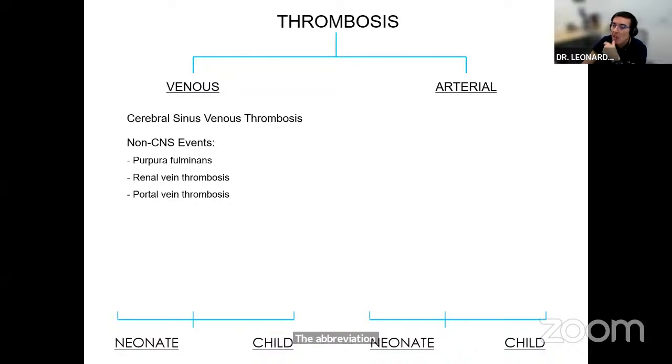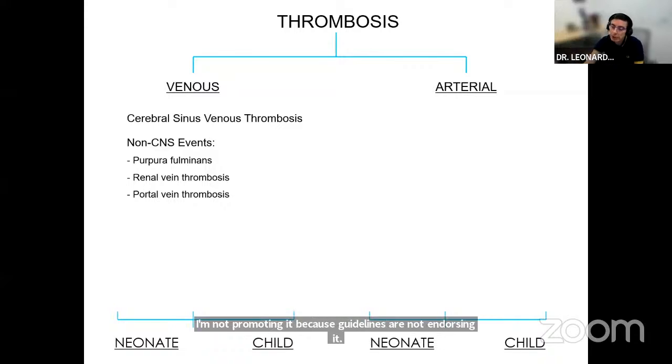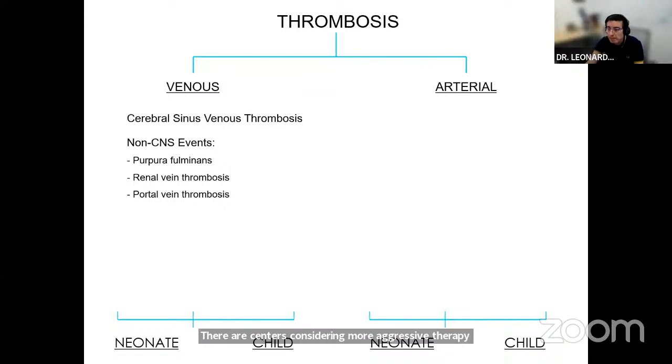days of life. And obviously, if those events are very extensive, they may come accompanied by brain infarction with hemorrhagic conversion. And there are increasingly in the literature, I'm not promoting it because the guidelines are not endorsing it, centers considering more aggressive therapy for them. I'll just leave this comment there. Not an open door, inviting you to consider local endovascular thrombolysis for CVTs or CSVTs, but something to be mentioned.